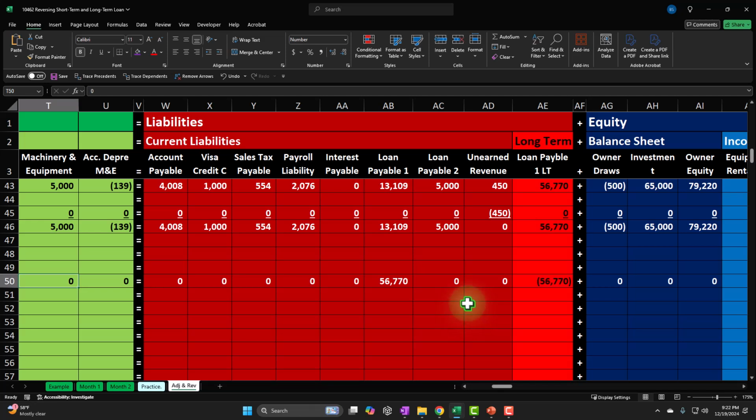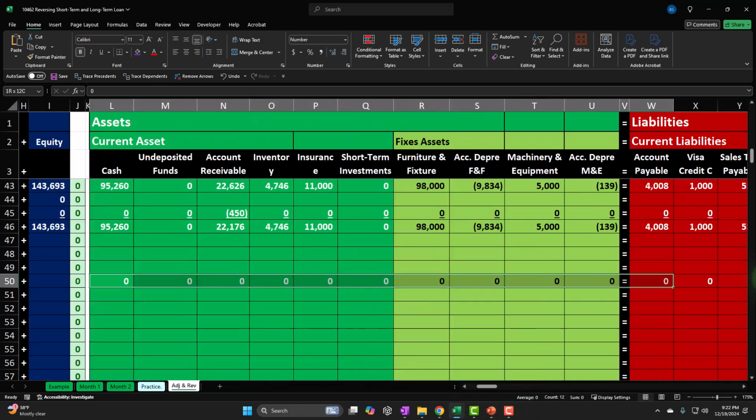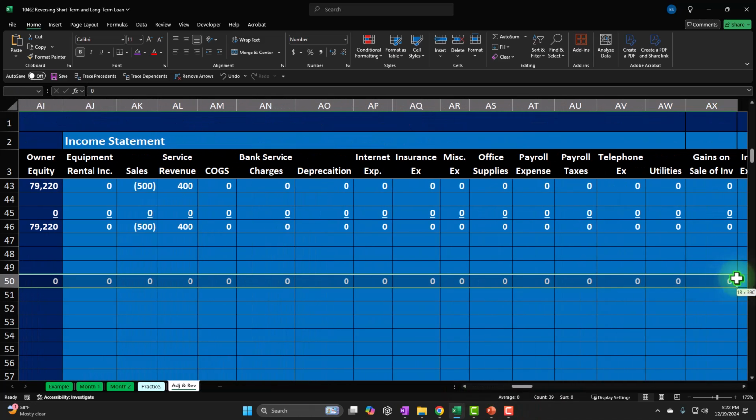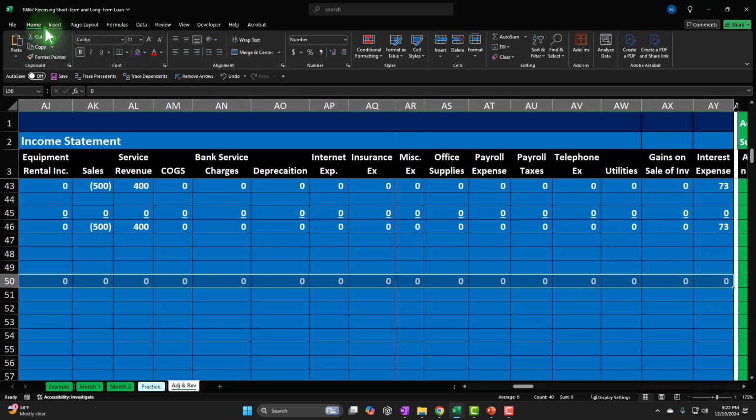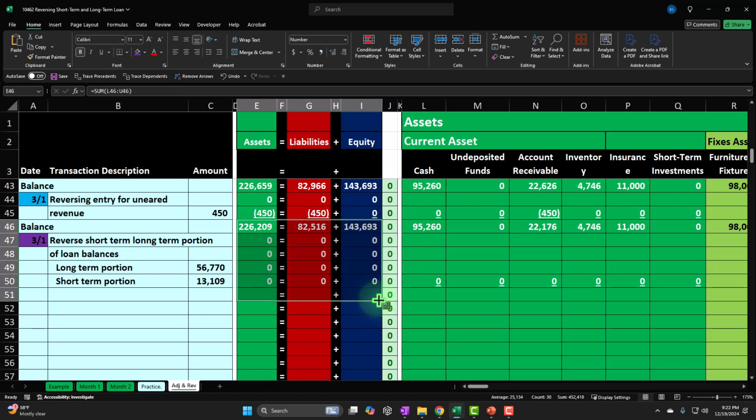Whatever. So let's put an underline under this. We're going to go to the Home tab, Font group, Underline. And we'll bring down the balance to see if we're still in balance. Bring down the balance. There it is. Boom. All right. Well done.